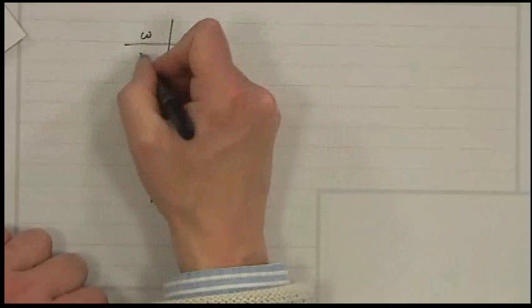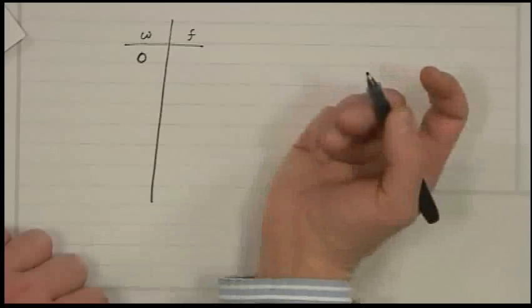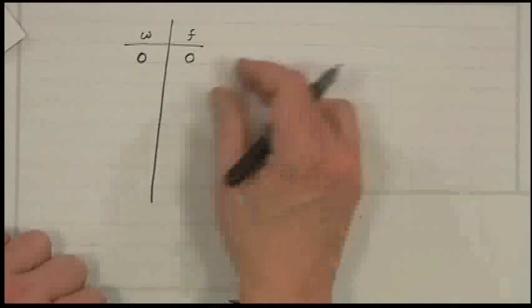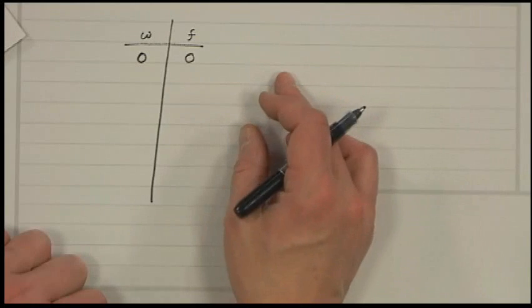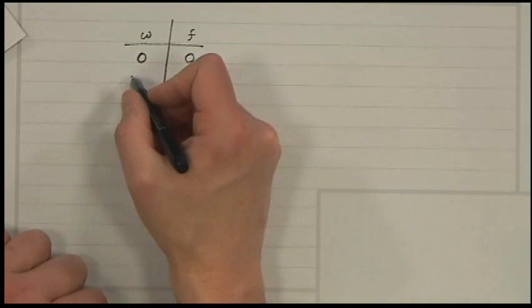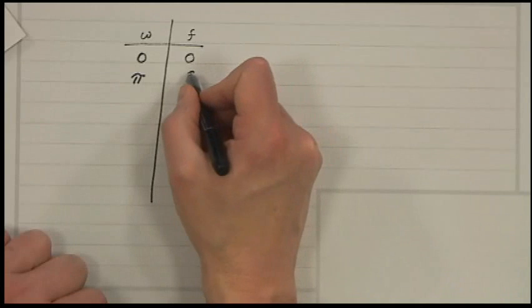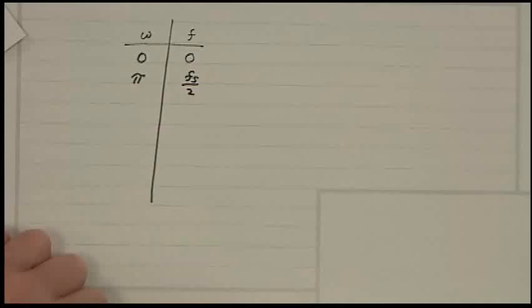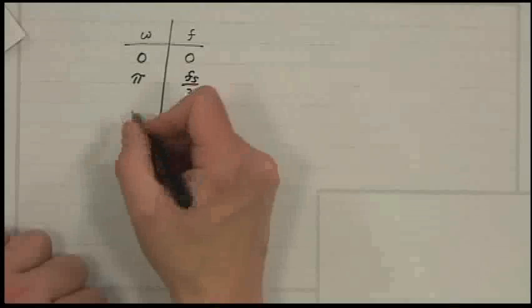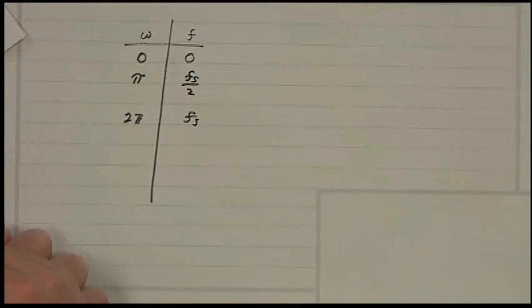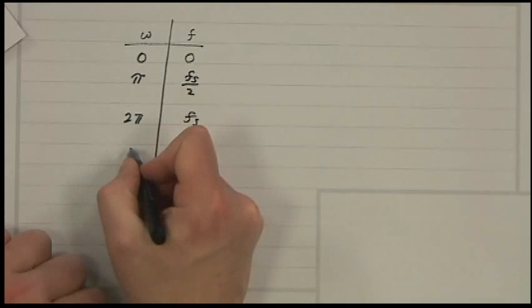When the digital frequency is 0, the analog frequency should be 0. This is under no aliasing conditions. If the digital frequency is pi, the analog frequency is fs over 2. Pi corresponds to half the sampling frequency. If the frequency is 2 pi, then this is fs. Now, if you're anywhere in between, you're just at some value omega.